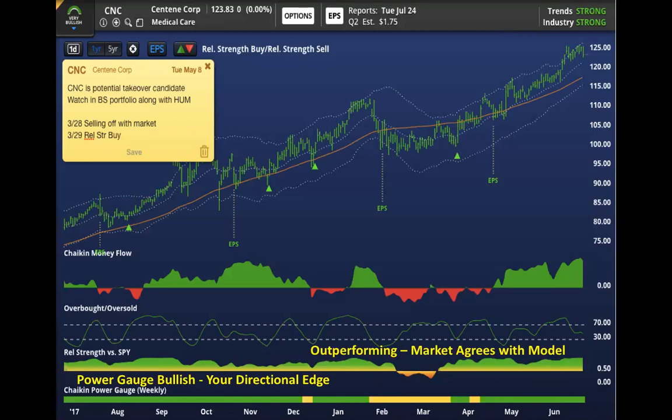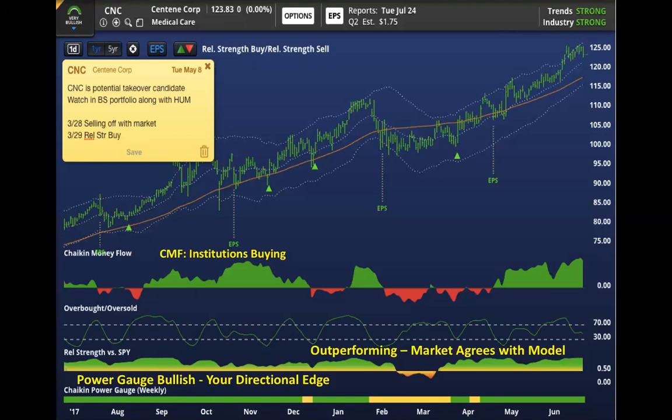This is really critical. No matter how good your fundamental research or your quantitative model is, whether it's Value Line or William O'Neill, Investors Business Daily, or Chaikin Power Gauge, if the market doesn't agree with you, guess who wins? Mr. Market always wins. Then we look at Chaikin money flow to see if the institutions are buying. In the case of Centene, they were buying back in August, September when the stock was 95 on the way to 130, and they're buying today.